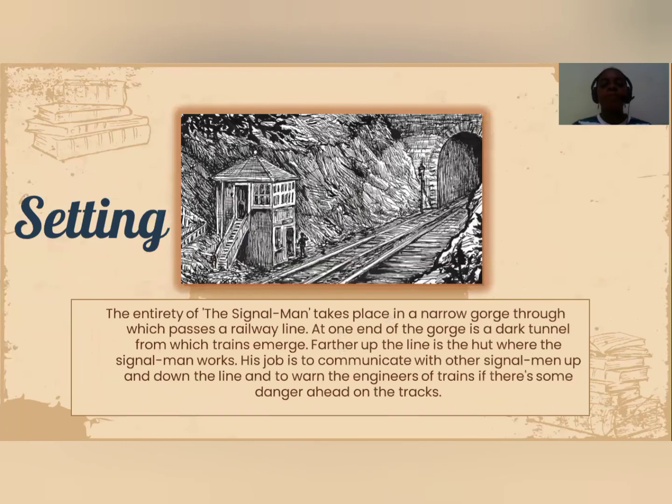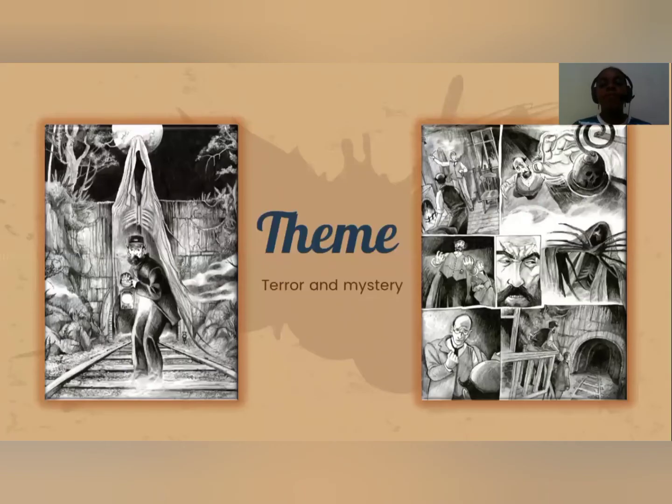The setting. The entire setting of The Signalman takes place in a narrow ravine through which passes a railway line. At the end of the ravine is a dark tunnel from which trains emerge. The theme of the story is terror and mystery, because no one knows about the ghost, just the signalman.